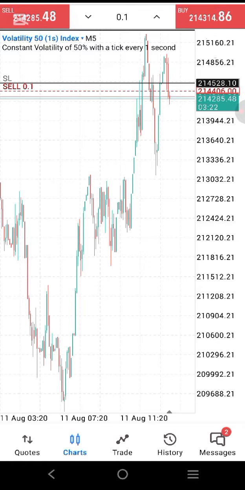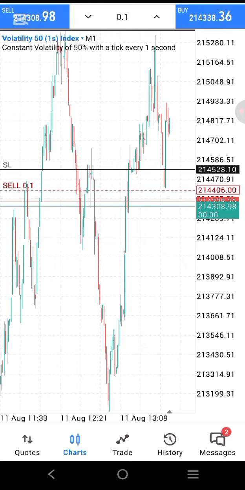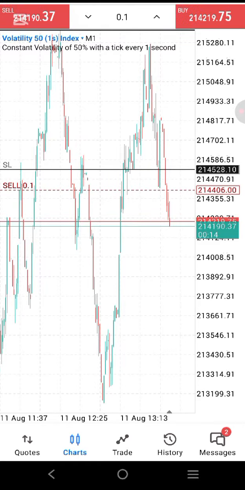The second rule is you must try as much as possible to enter on time. So if you can enter from the wick, fine. Don't wait for the neckline to form before entering this kind of trade.